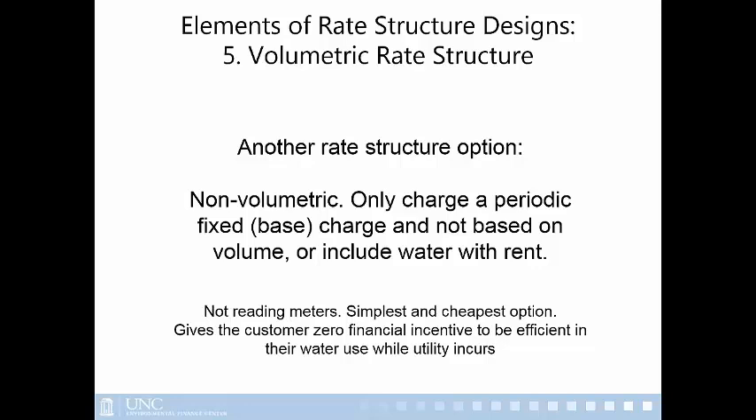Some utilities might not have a volumetric rate structure. They might just have a fixed fee, a base charge, and stick to that. So that is also an option. It means not reading any meters. It's the simplest and cheapest option, but obviously it provides absolutely no incentive for the customer to watch their water use and to be efficient in their water use.